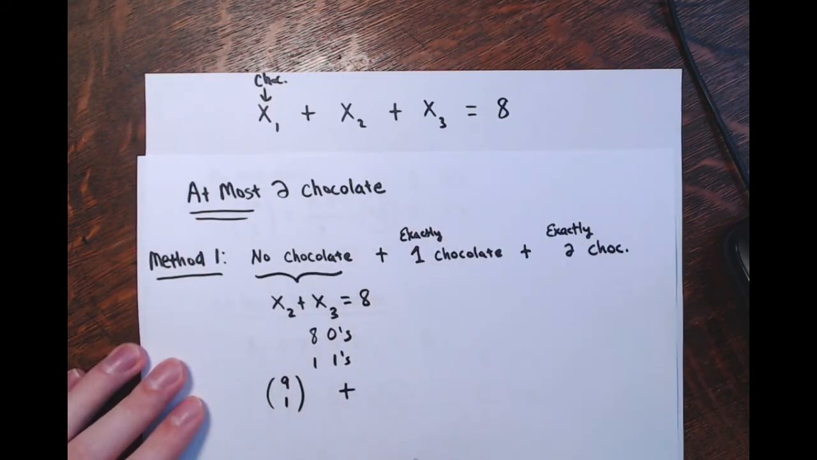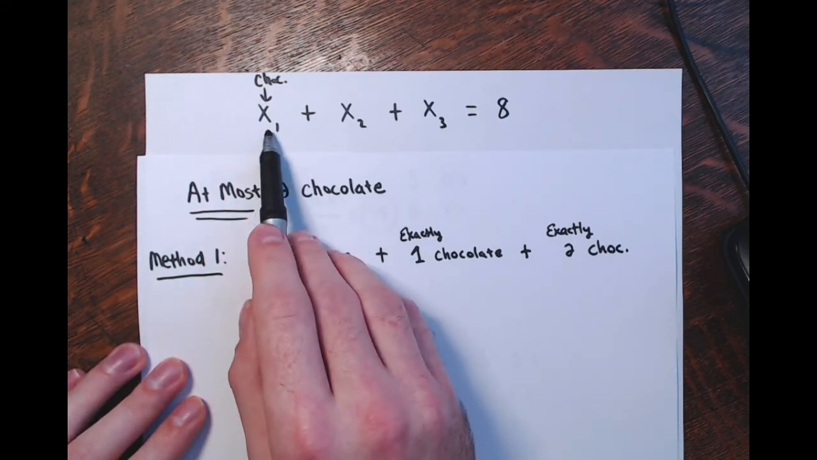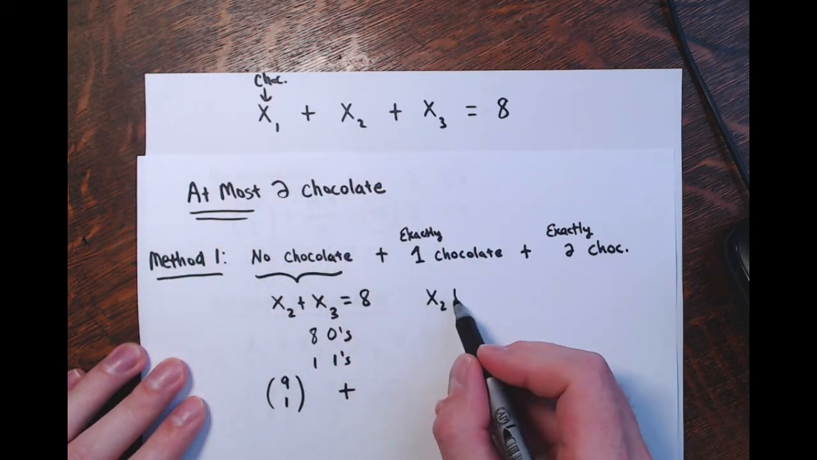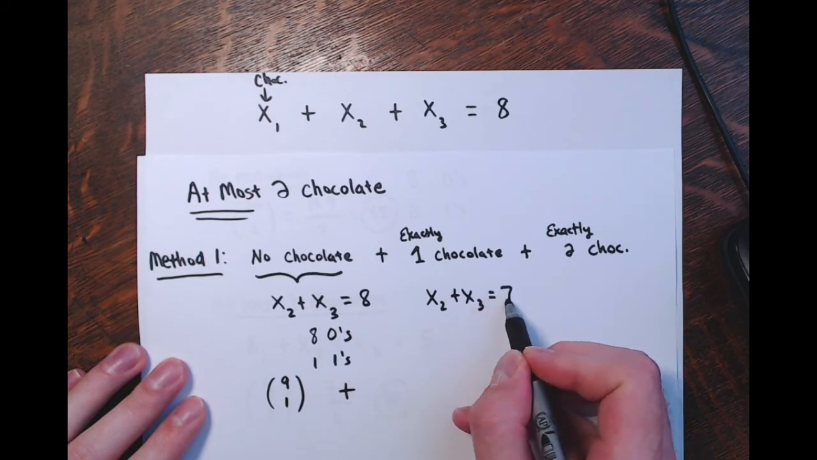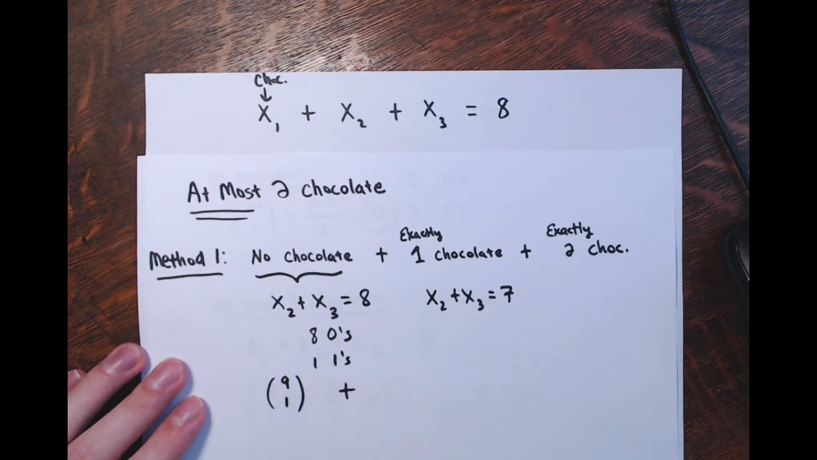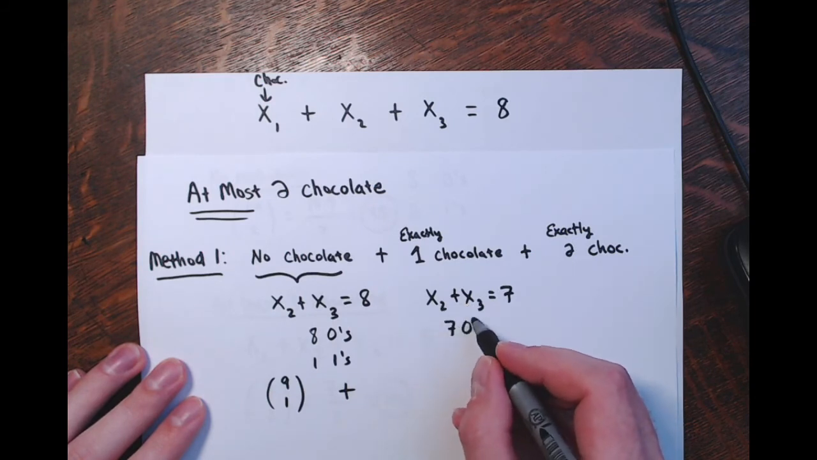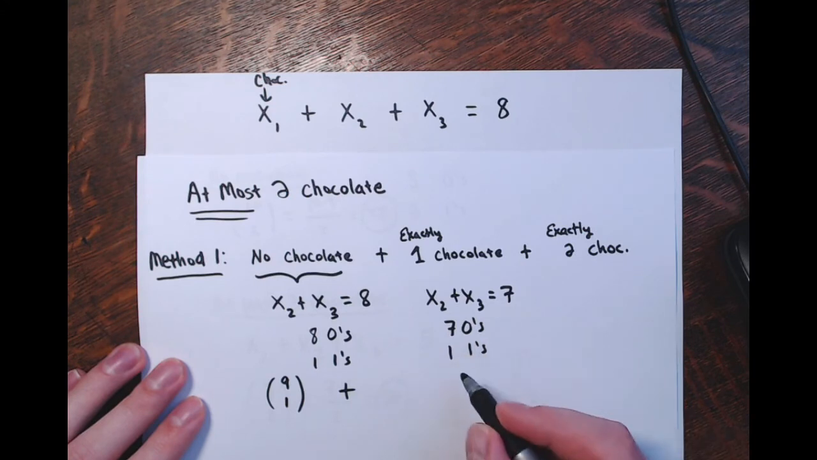But then I'd add to this the number of ways I could get exactly one chocolate. So I replace x1 with one. Now if I do that, we're just going to have x2 plus x3, right? The sum of the other two varieties needs to be seven. And again, there'd be seven zeros and one one for the two varieties. So this would be eight choose one, right, eight choose one.